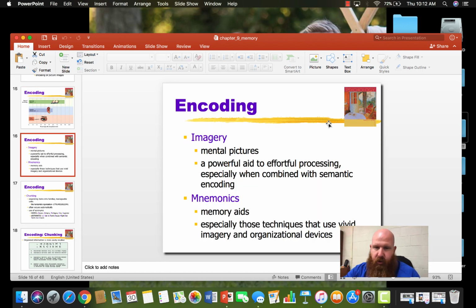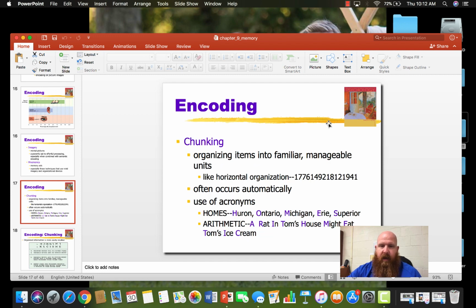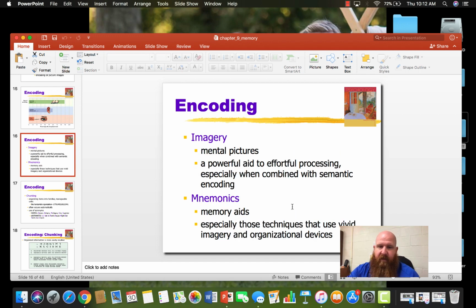We talked about imagery and how powerful that is. We talked about and gave examples of mnemonics, memory aids. Remember, I gave you one when we went over biology, when we were talking about neurotransmitters. I gave you the acronym SNAGD. All right, that is a type of memory aid, or anything that has techniques that use vivid imagery and organizational devices.